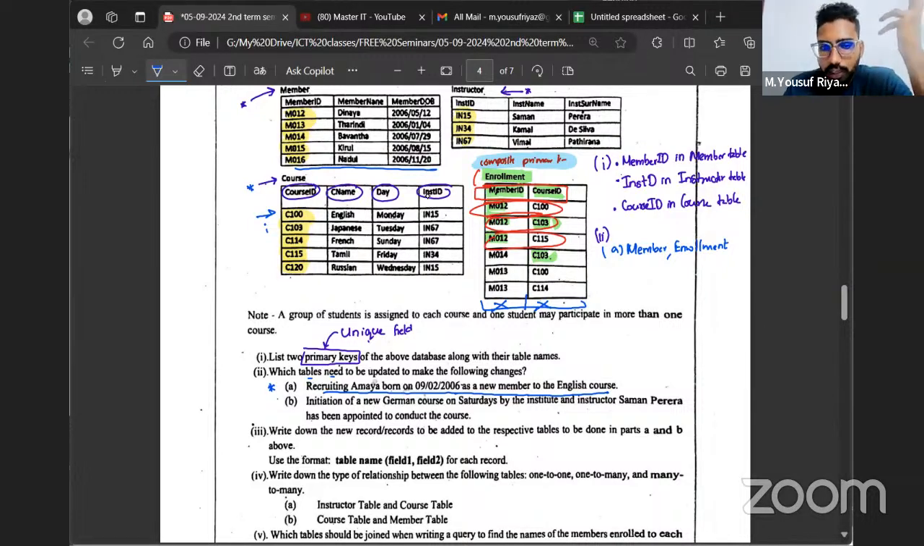No. Similarly, if the enrollment table is not there, how are you going to represent that Amaya is following the English course? Are there any other ways you can show it without the enrollment table? No. So that's why we update the enrollment table, mentioning Amaya's member ID and the English course's ID, to show Amaya is following the English course. Got it?